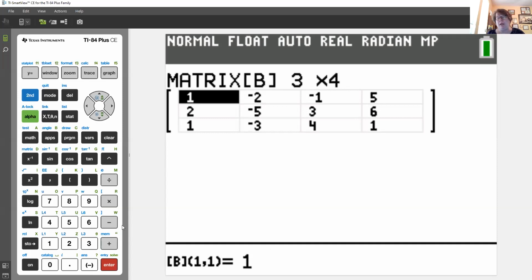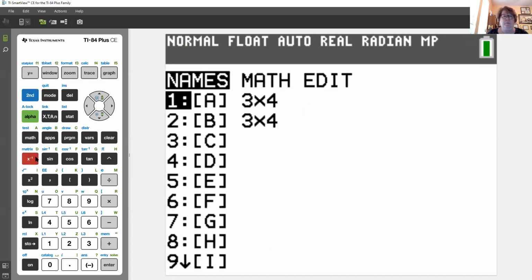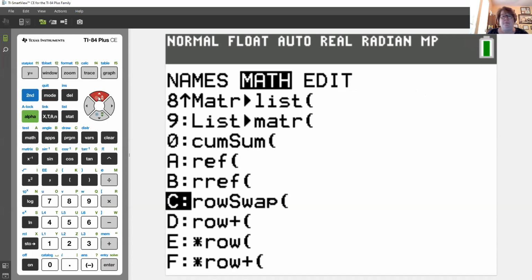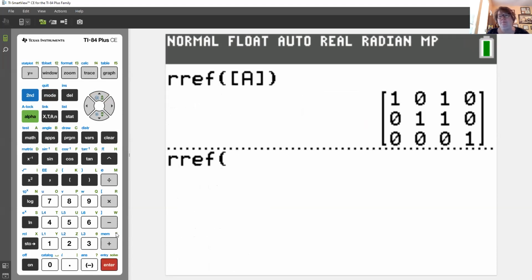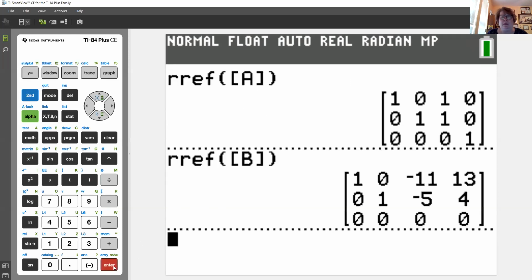All right, let me make sure that I've got that inputted correctly. 1, -2, -1, 5, 2, -5, 3, 6, 1, -3, 4, and 1. Okay, it looks good. So I'm going to exit from my matrix menu. Now I'm going to go back in, go over to math, and find reduced row echelon form. And I'm going to calculate it for matrix B. So I'm going to go back into my matrix menu and find B. That's number 2. Close my parentheses and hit enter.